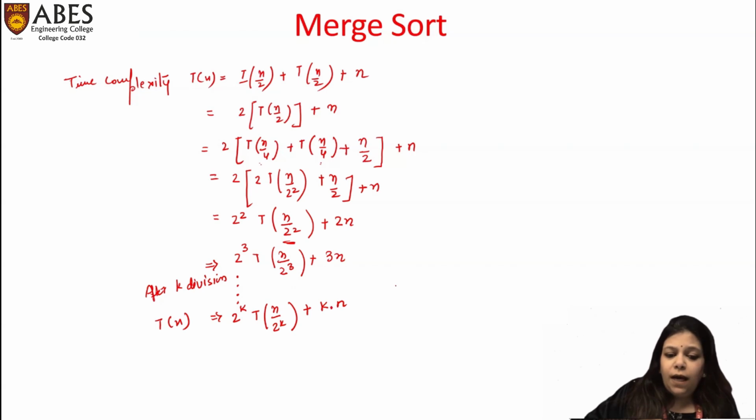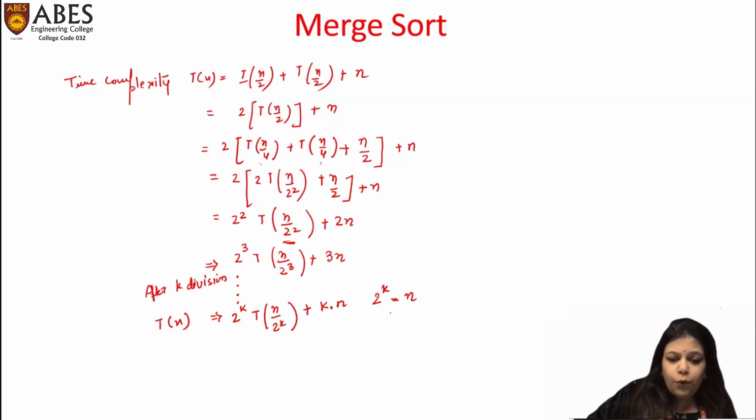Now, if we assume that 2 raised to the power k is equal to n, because we are supposing that n is a power of 2, that is, the number of elements is a power of 2. So we can assume that 2 raised to the power k is equal to n, right?